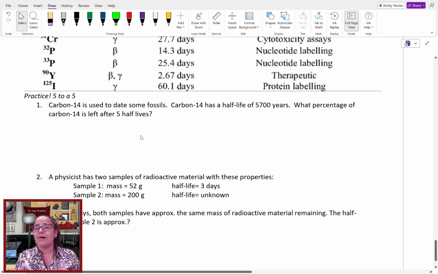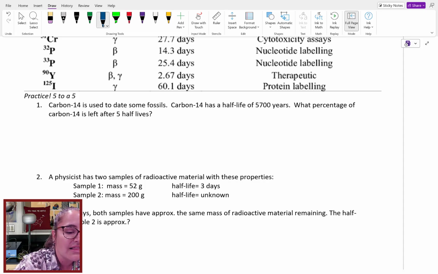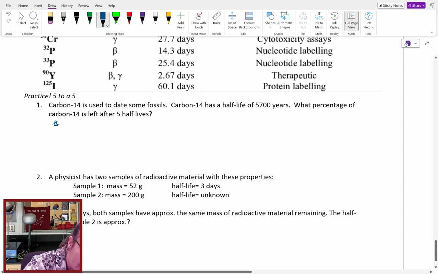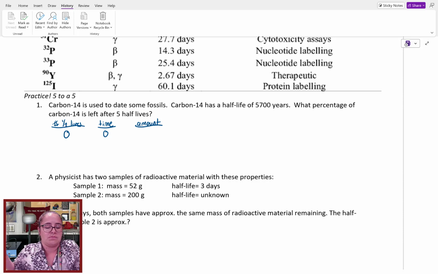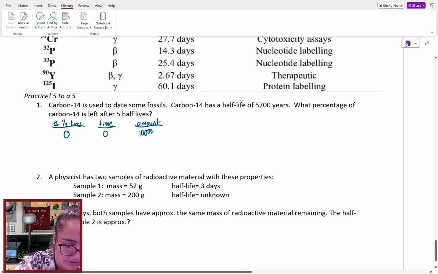If you are a less mathy person, I love to solve half-life problems using a chart, where on that chart we have the number of half-lives, the time, and the amount. These can be adapted to a lot of different half-life problems. We always have time 0, where we have all of it. We're looking for percentage, so I'm going to do my amount in percentages. At time 0, I have 100%. After 1 half-life, which is 5,700 years long, I will be down to 50%.